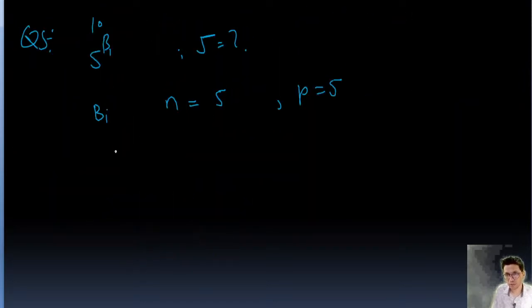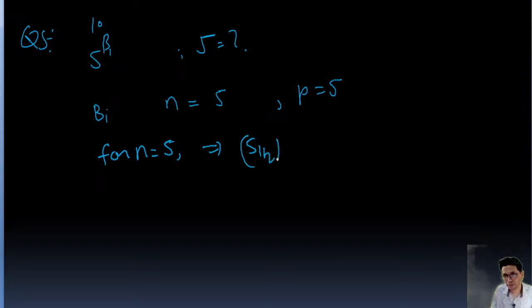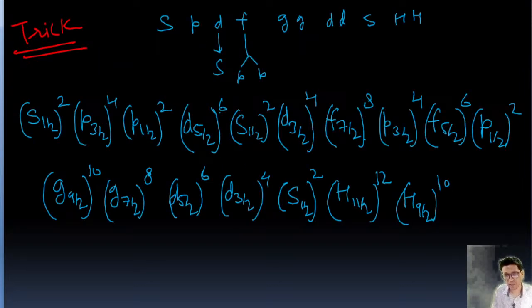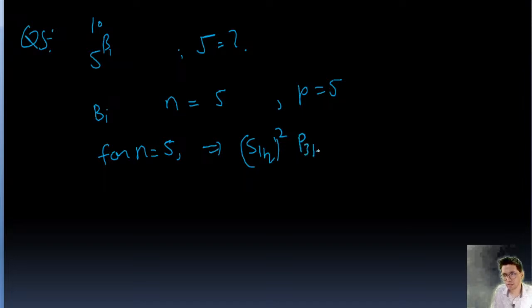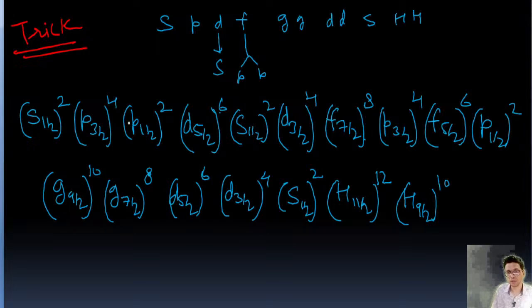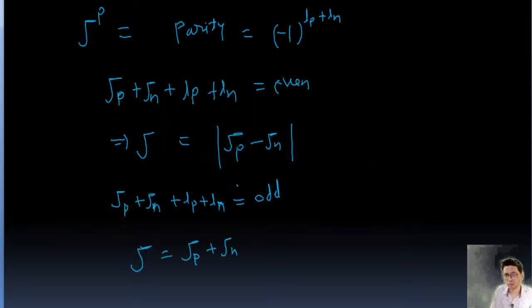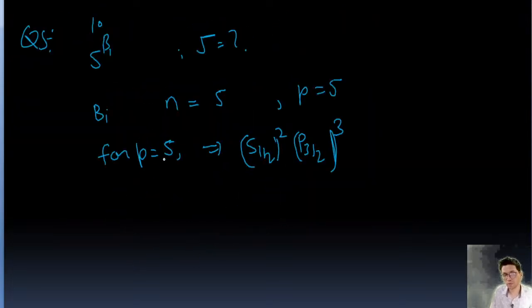So this is going to be for n equal to 5. The configuration is going to be s 1/2 with 2 electrons, and p 3/2. There are only a total of 5 electrons, right? 5 protons, right? For p, 5 protons, right? So this is going to be 5 means 3. So the total configuration for p, the proton p equal to 5, is this.